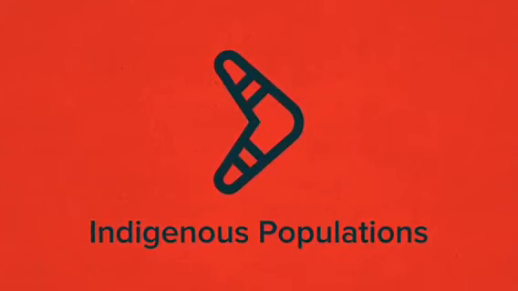Now when we have a look at the epidemiological data, it shows us that Indigenous populations have much higher death rates from heart disease, injury, respiratory diseases and diabetes. So this is obviously a priority population group within Australia.